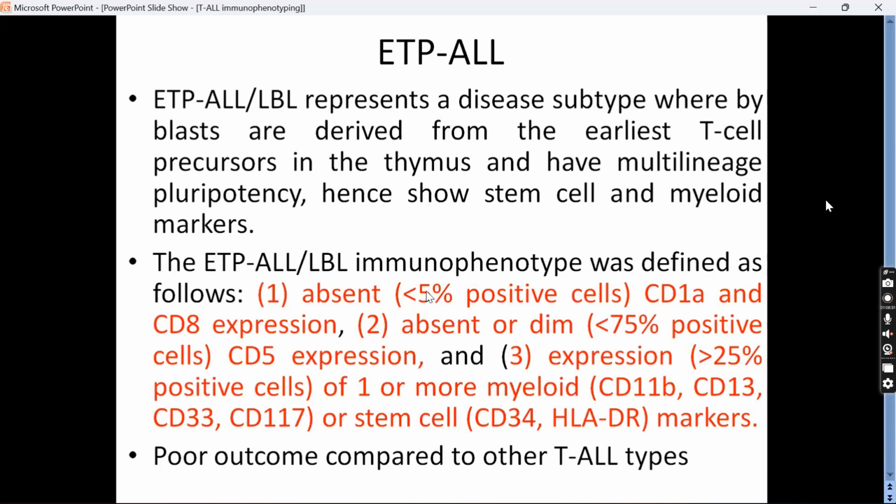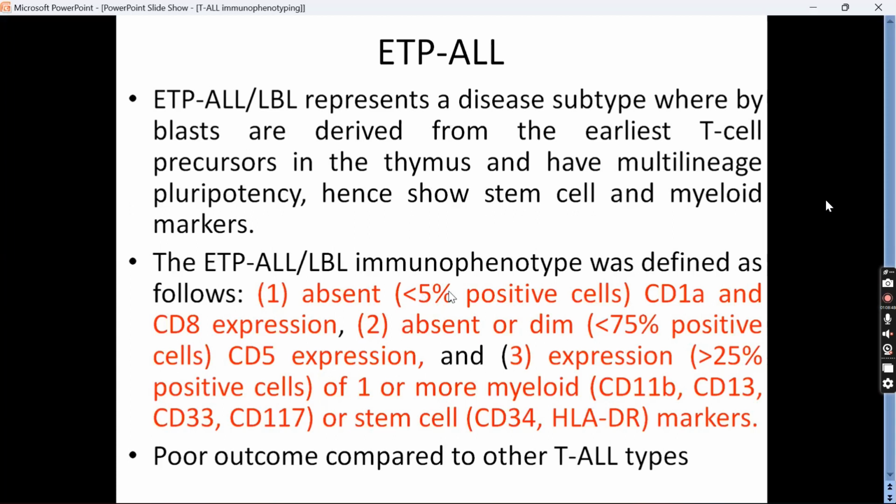Sometimes a small subtype, a small population, a subset can be seen, but it should be less than 5%. Okay, but the important point is it should be CD1A and CD8 negative. CD1A and CD8 negative. First point.